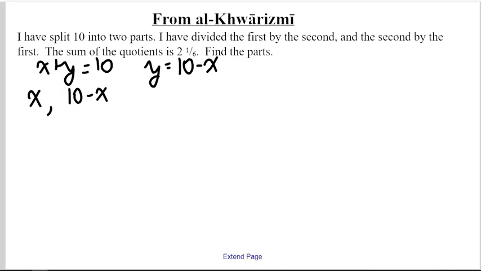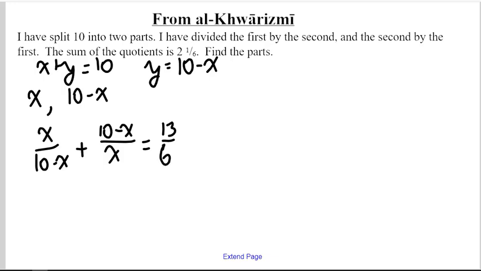And this is helpful because when I want to set up my equation, where it says I've divided the first by the second and the second by the first, and their sum is 2 and a sixth. Well, if I have x over y and y over x, that's not very helpful. But if I have x over 10 minus x, and 10 minus x over x equals 2 and 1/6, which is the same thing as 13/6, well, now I have one variable, and I can solve this equation. So that's why I'm rewriting this. Instead of saying y, I'm going to say it has to be 10 minus x, because that value has to be whatever 10 is, subtracting the first value I have.